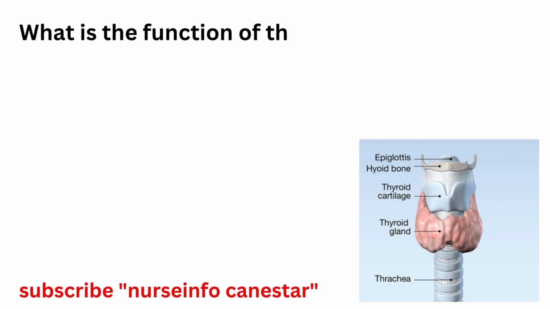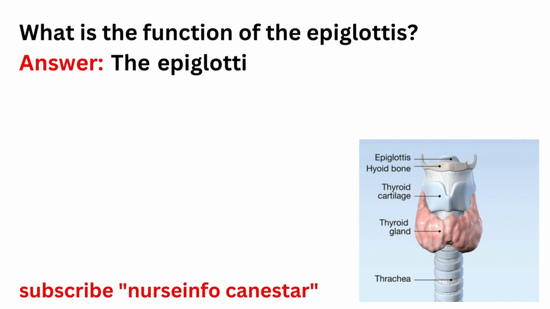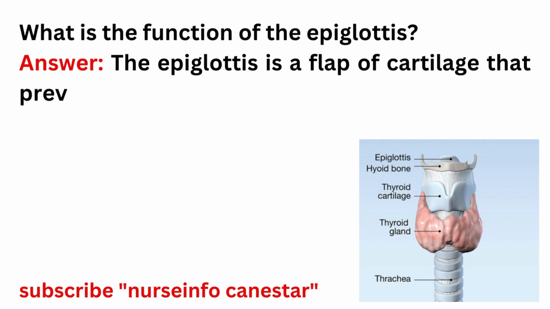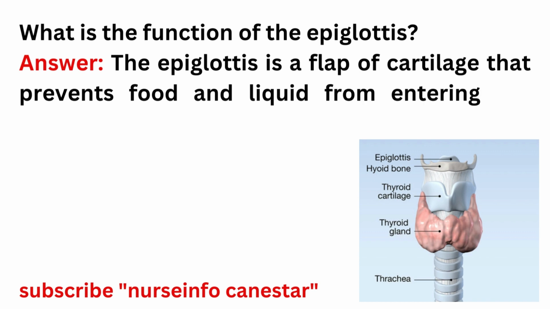What is the function of the epiglottis? Answer: the epiglottis is a flap of cartilage that prevents food and liquid from entering the trachea during swallowing, directing them towards the esophagus.